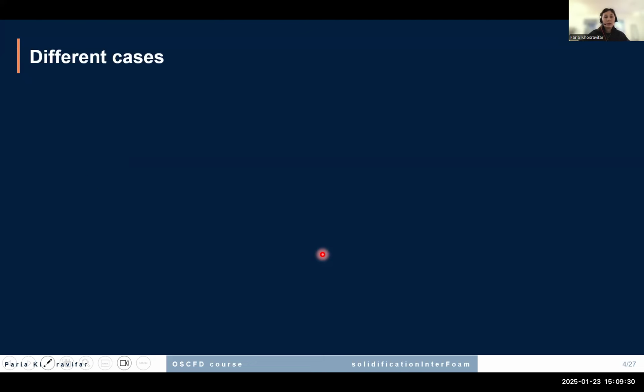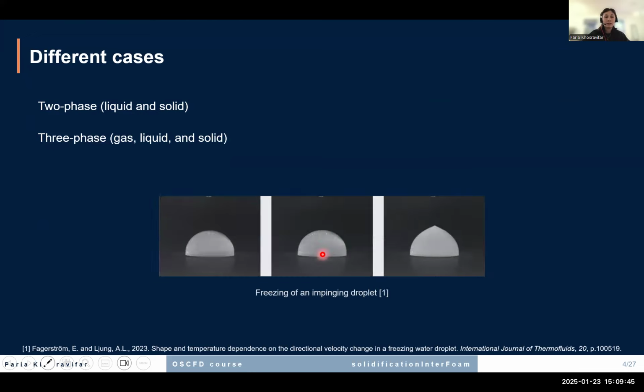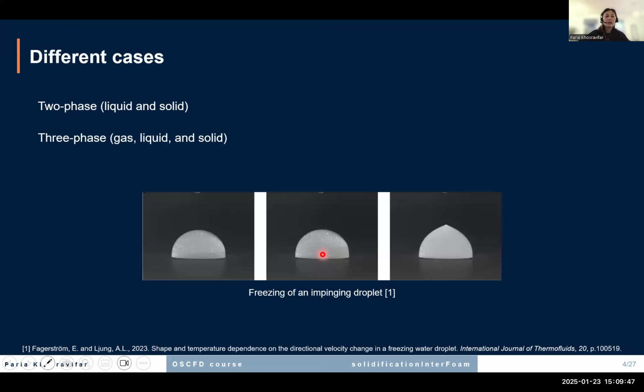In solidification studies, we may have two phases, where liquid changes to solid, or we may have three phases, as in the freezing of droplets. You can see here that during freezing, the liquid phase changed to solid. So we have two phases of liquid and solid, and the surrounding air is known as the gas phase.